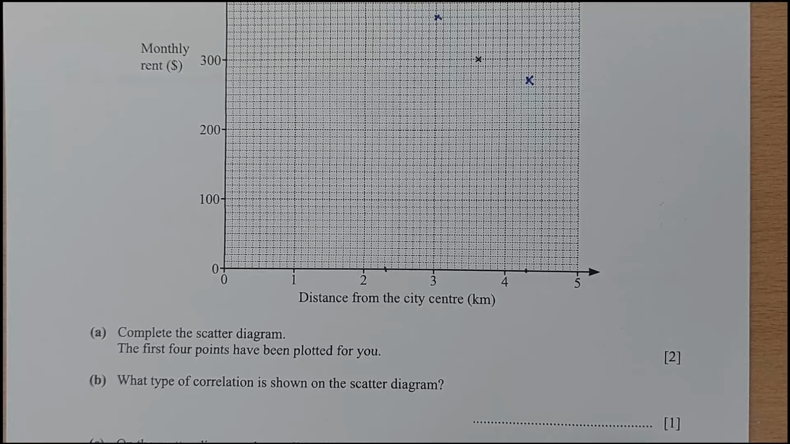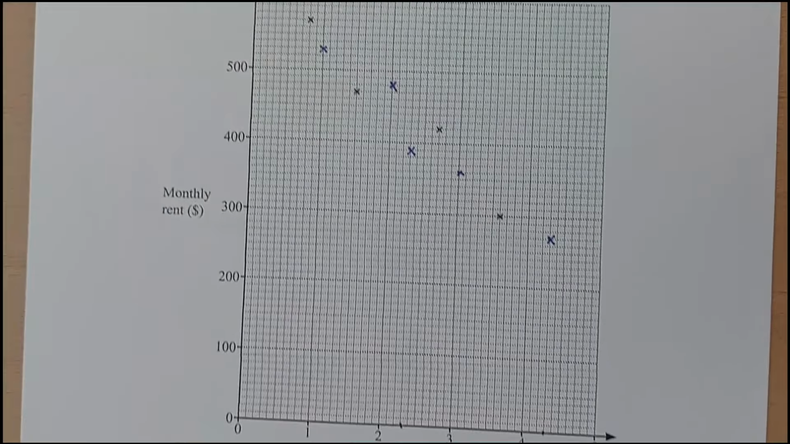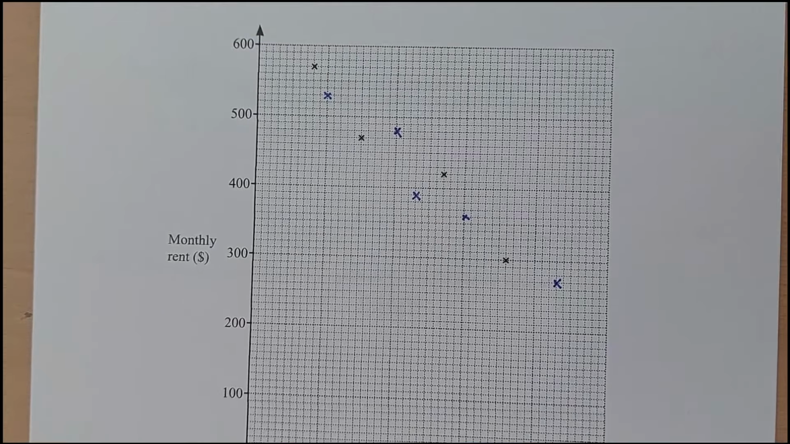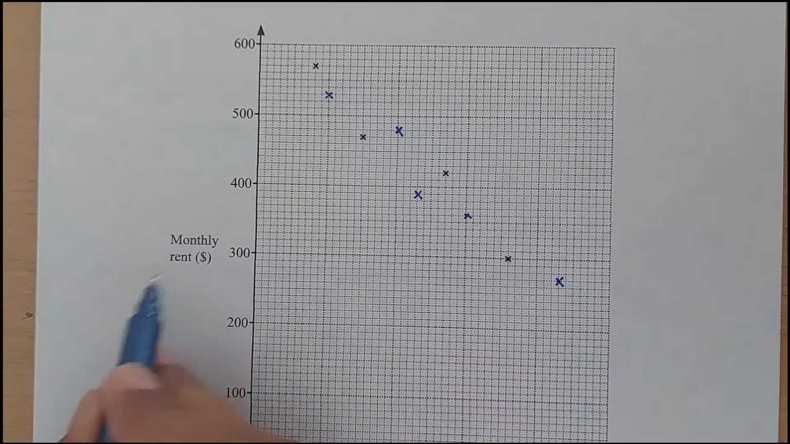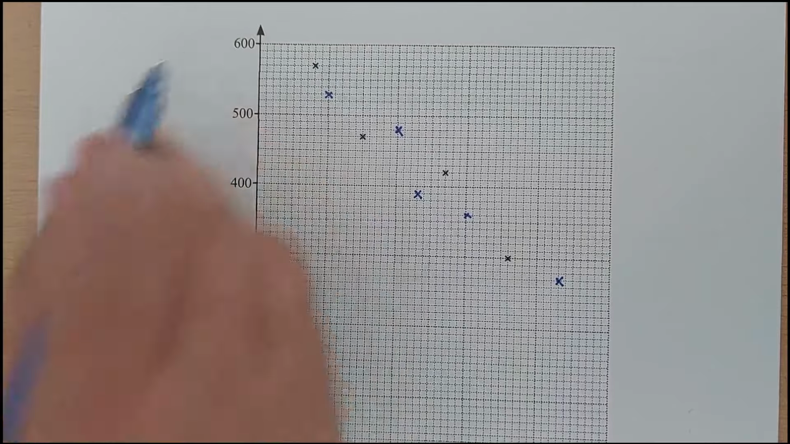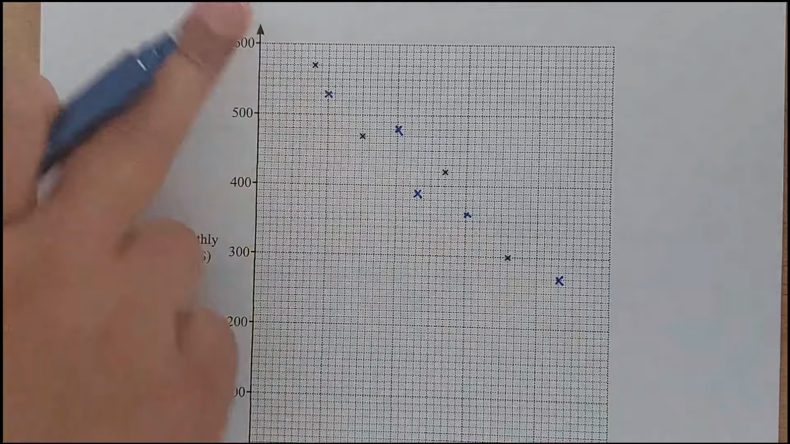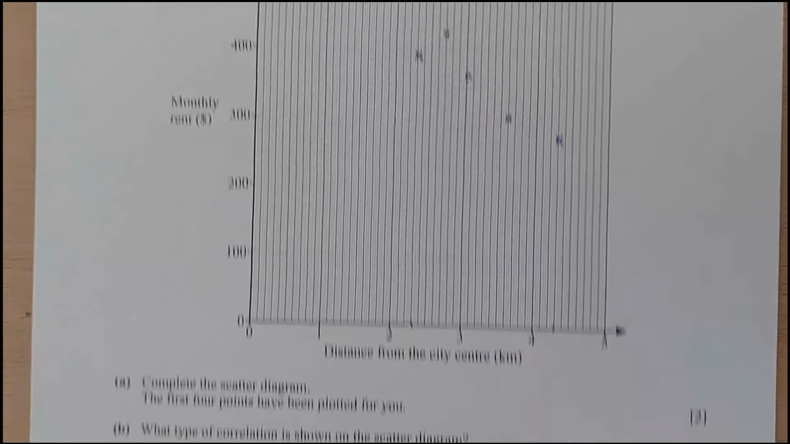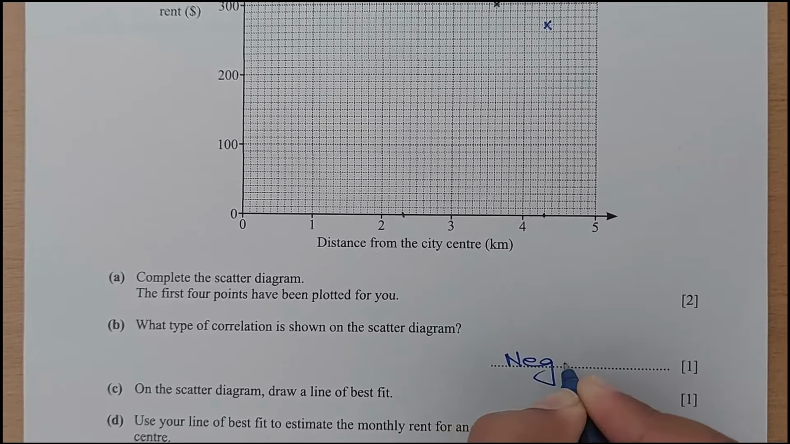Now for part B, what type of correlation is shown on the scatter diagram? Whether it is positive or negative. As you can see, when the monthly rent increases, the distance from the city center decreases. So it is a negative correlation. We can say negative.